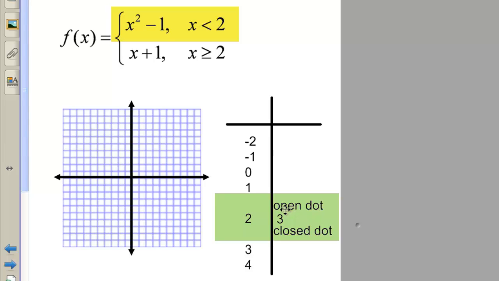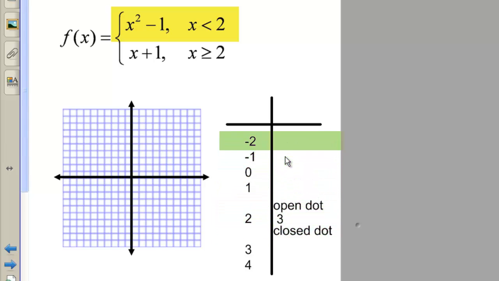Therefore, the pieces of this quadratic, the x squared minus 1, and the line x plus 1 both meet or intersect at (2, 3). So the closed dot is going to override the open dot. Next, I am just going to start putting in some input values.